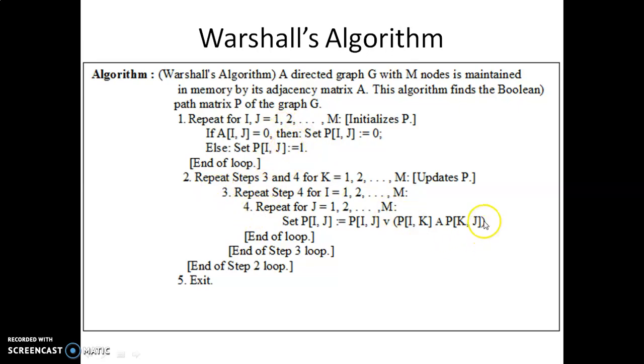In the second step, we calculate the AND and OR operations on the index values by considering this particular form. And this k represents the intermediate matrix index value. So this is how we obtain the path matrix using the Warshaw's algorithm.